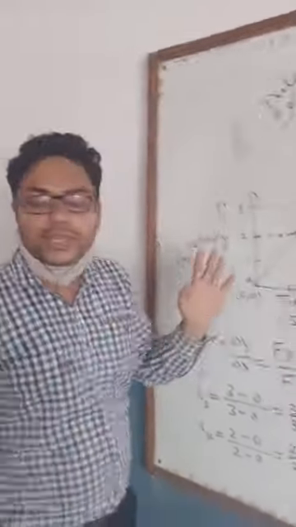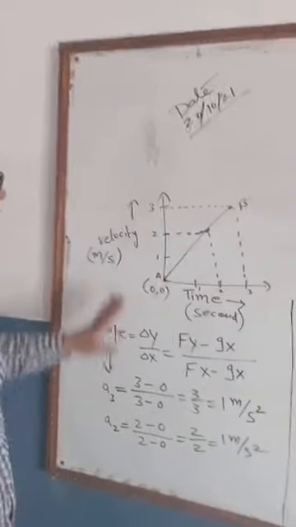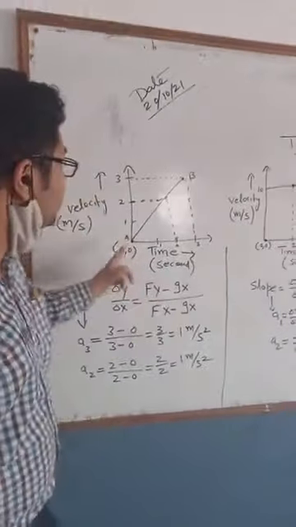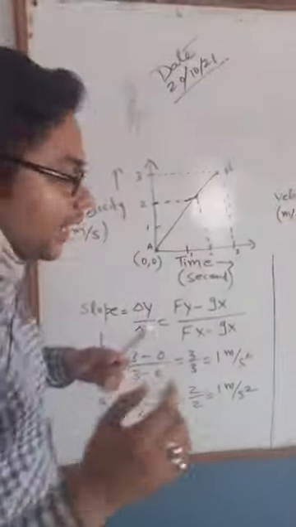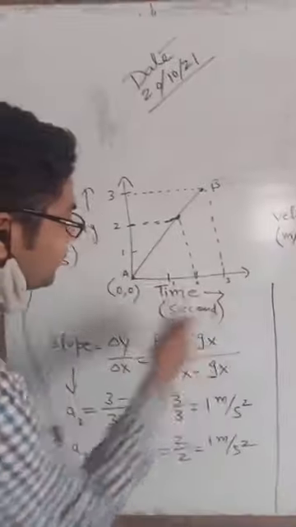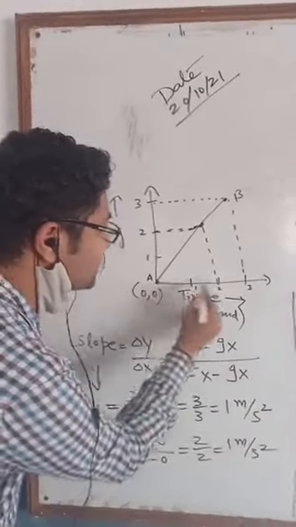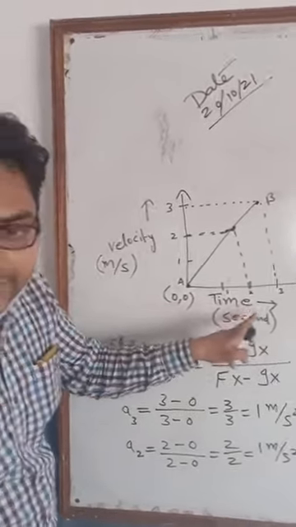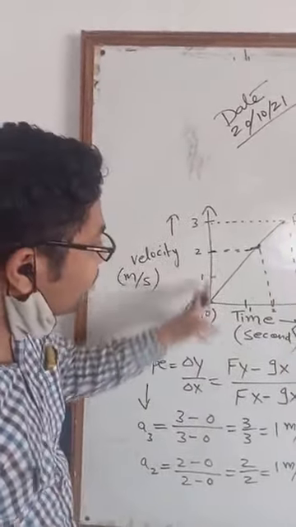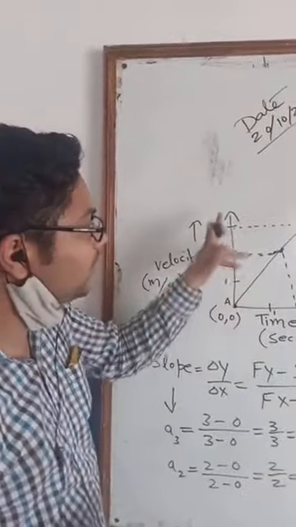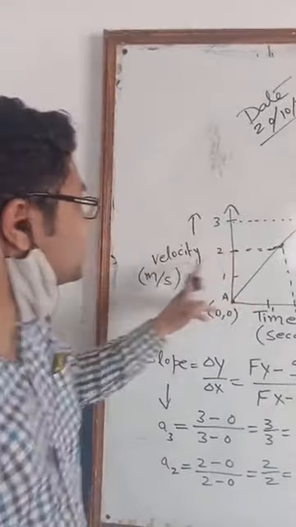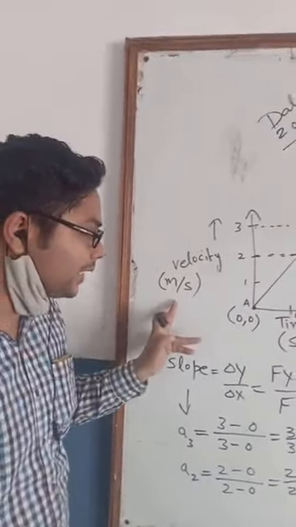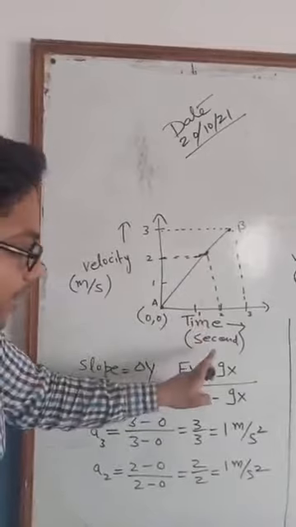First of all, if we get any graph, we will see which quantities the graph is plotted between. You can see that in this graph, this line is the x-axis, and time is shown on the x-axis. Now this vertical line is the y-axis, and the y-axis represents velocity. The unit of velocity is meter per second. The unit of time is second.